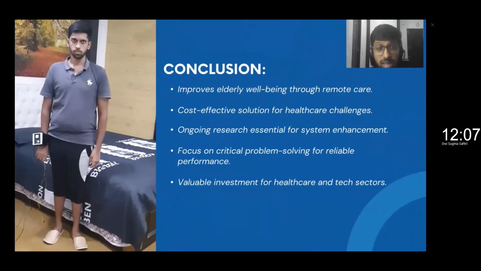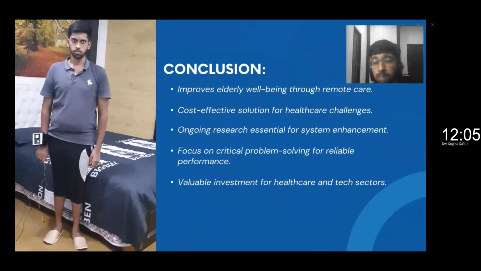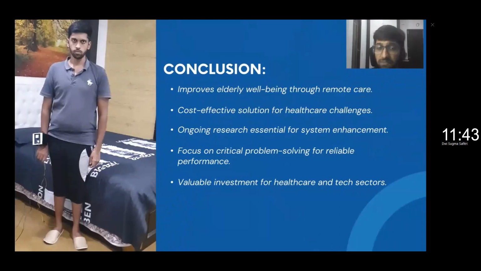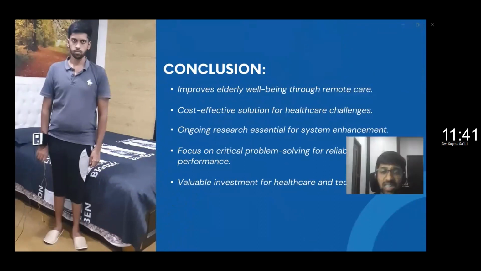Now, I would like to conclude this presentation by pointing out some important points. This device helps to improve the elderly's health and well-being through remote care, and it is the most cost-effective device to tackle the healthcare challenges that elderly people would face in an easier way. And more research is needed to make this device a better one. To rely on its performance, the accuracy of the sensors should be evaluated, and more advanced sensors should be used. This device would be a valuable investment for our healthcare and tech sectors.